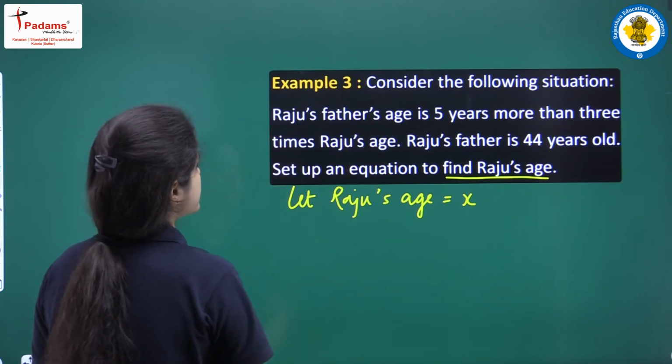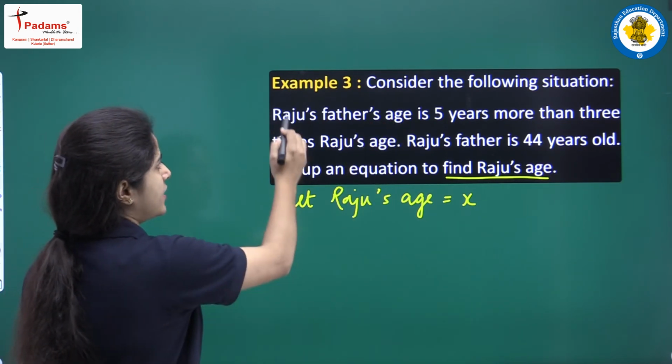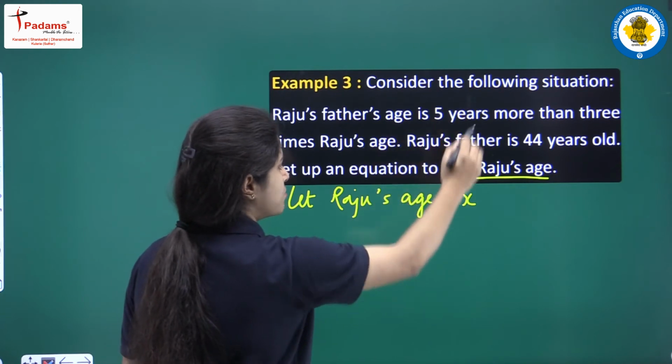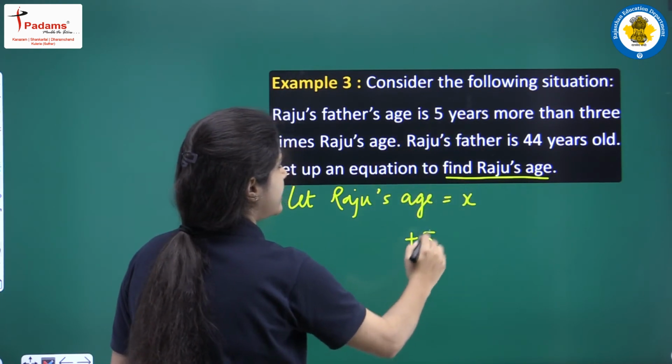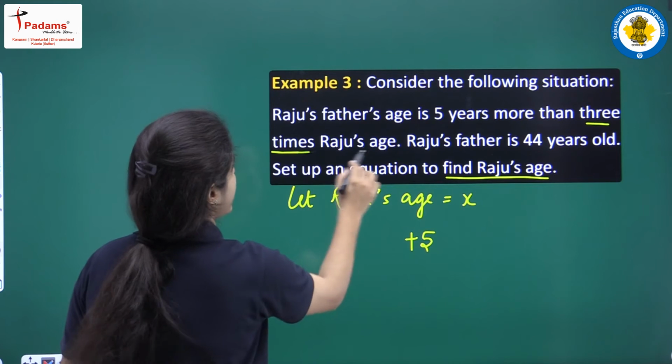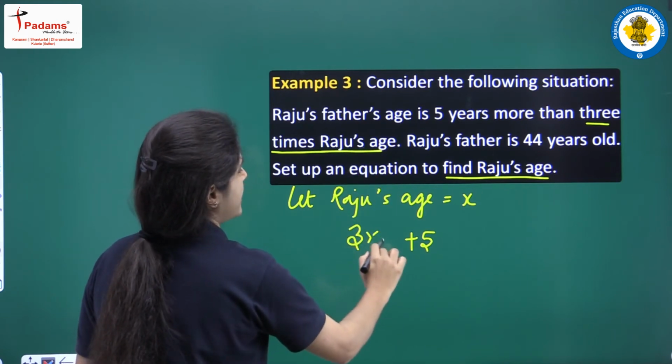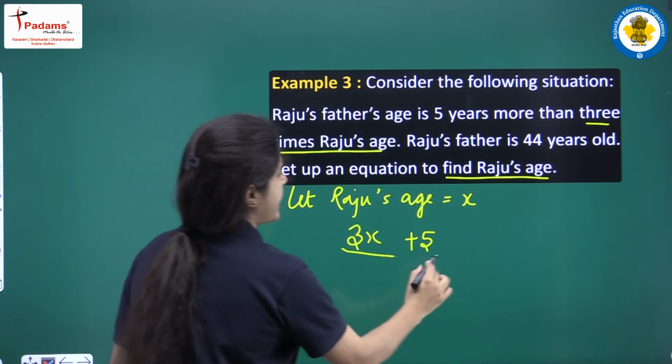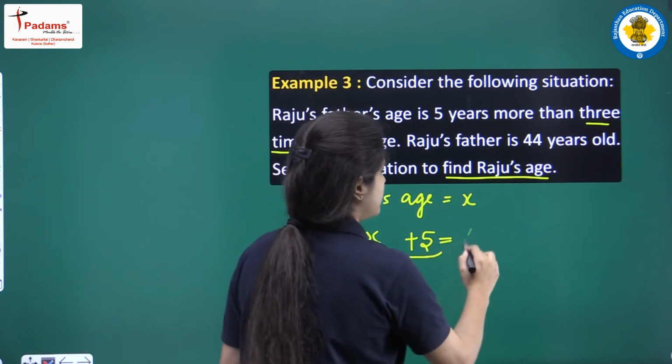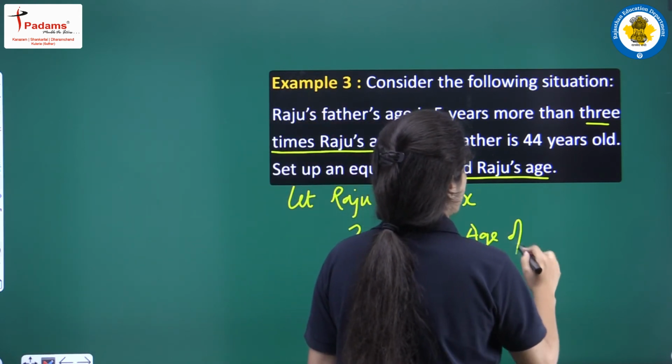Now what is the condition students? The condition is that Raju's father's age is 5 years more than 3 times the age of Raju. So 3x plus 5 is the age of Raju's father.